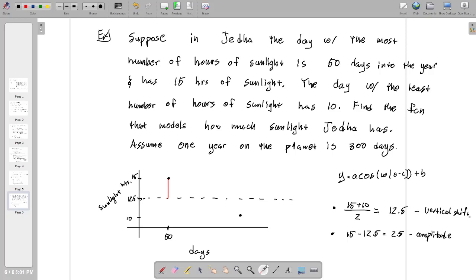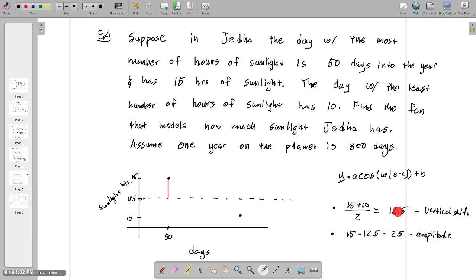Now, it should make sense that we actually have to raise up. And we can't have our axis of oscillation on the x-axis. Why? Well, we don't ever have negative hours of sunlight. That doesn't make sense. And if we oscillated over the x-axis, we would dip below the x-axis, which would mean that we would have negative hours of sunlight. So having a shift up actually makes sense.